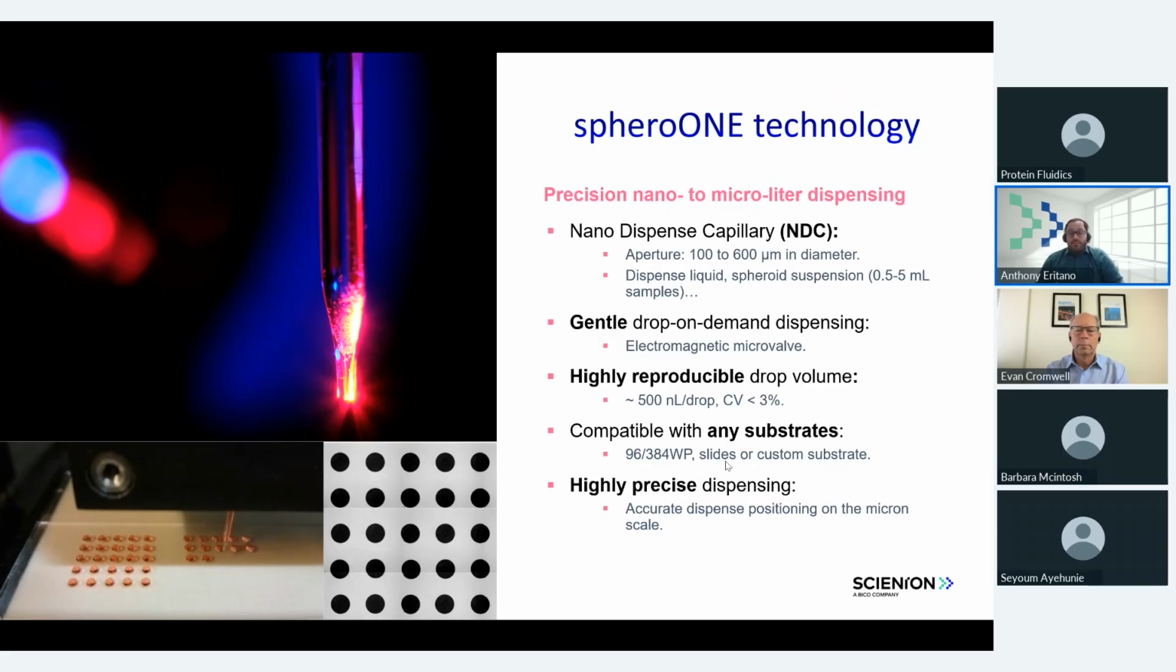This instrument can also give us a highly reproducible drop volume. The drop volume is around 500 nanoliters per drop, and it's very consistent. The other cool thing about this machine is that it's compatible with any substrate you can think of: 96-well, 384, 1536, slides, or any kind of custom substrate that you have, like a biochip. The dispensing process itself is highly precise, and we can deposit spheroids in a correct position on the micron scale. Next slide.